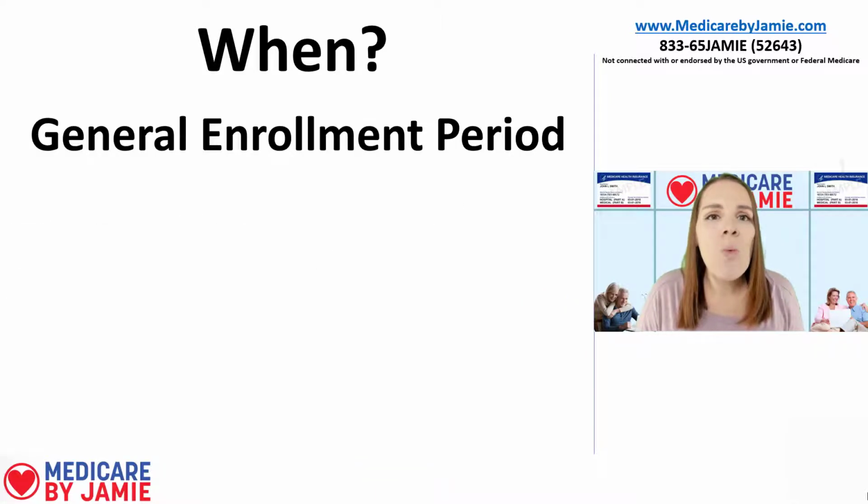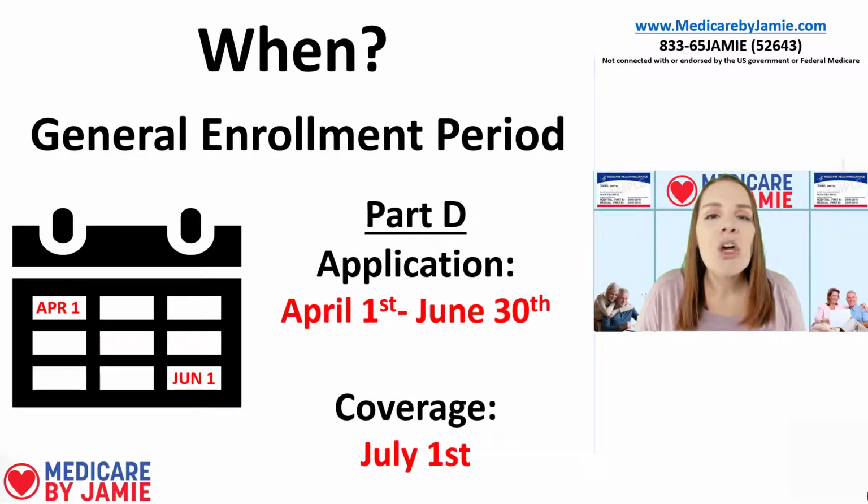That's Part B. What about Part D? So Part D happens pretty much right after. So for your Part D enrollment during the general enrollment period, you're going to apply in the next 3 months. So you're going to apply from April 1st through June 30th. And again, just like your Part B, your Part D is going to start July 1st. So you've got 3 months to apply for Part B, 3 months to apply for Part D, but they will start on the same day.